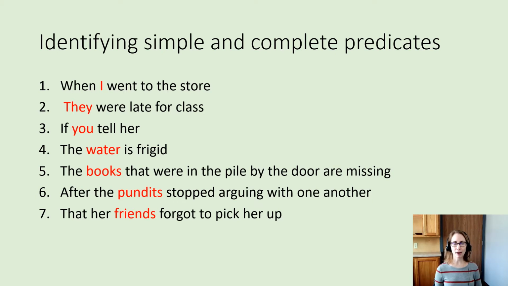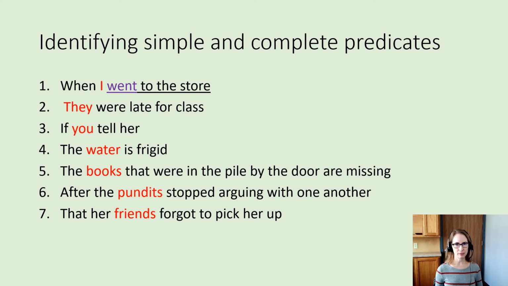Now remember, the predicate is the verb part of the clause. So in our first one, when I went to the store, the simple predicate is went, which you can see in purple here, and went is the controlling verb for that clause. The complete predicate is simply the rest of the words that go along with that simple predicate, or that controlling verb. So we have went as the simple predicate, went to the store as the full predicate.